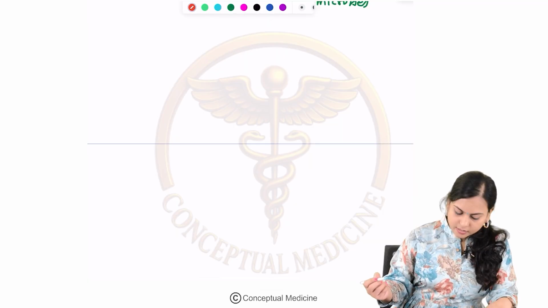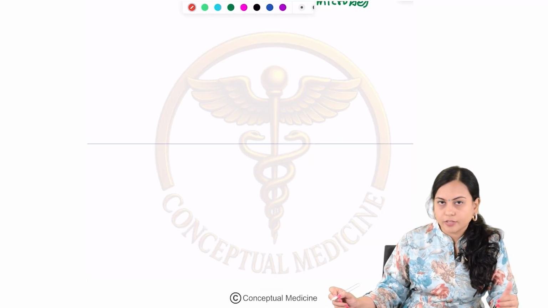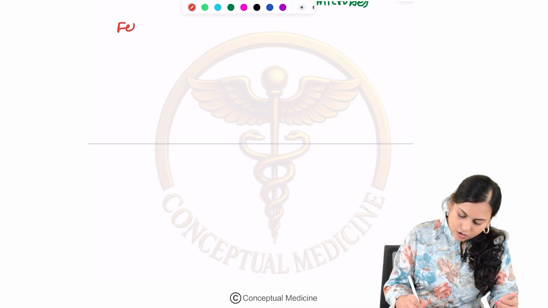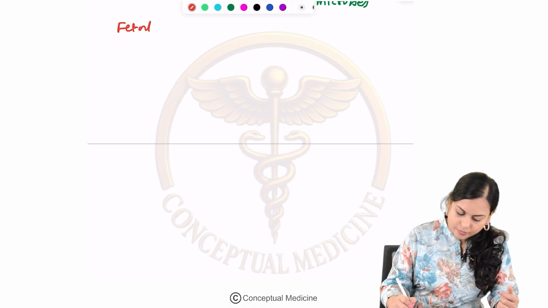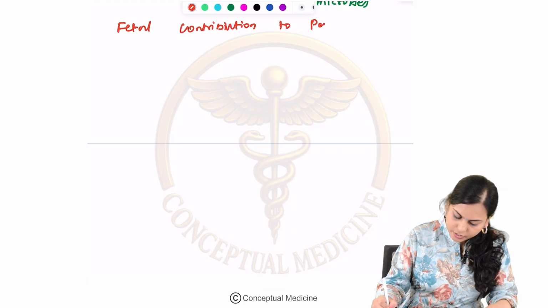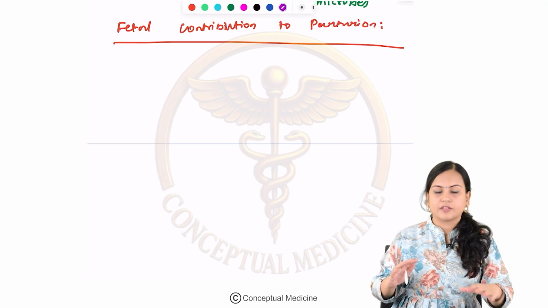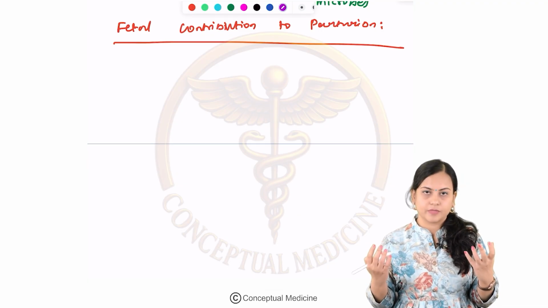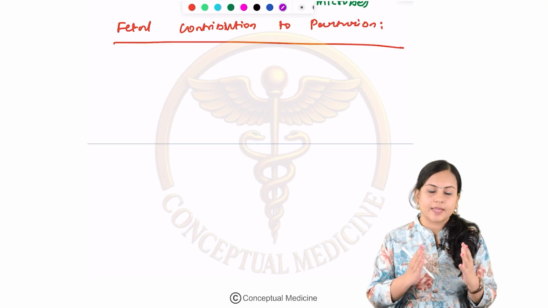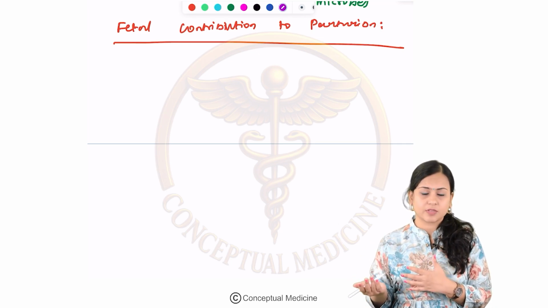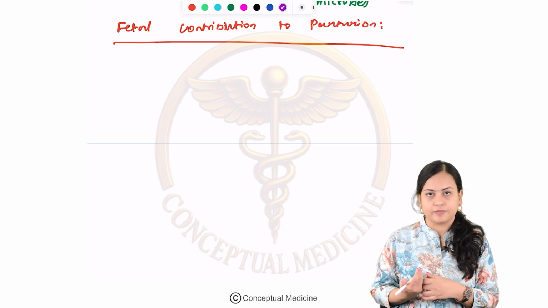Next, we have to see the fetal contribution to parturition in this phase. How is the fetus contributing simultaneously? As the fetus grows, it stretches the uterine muscle, right? At that time, there is simultaneous expression of receptors like prostaglandin receptors, oxytocin receptors, as well as connexin 43.